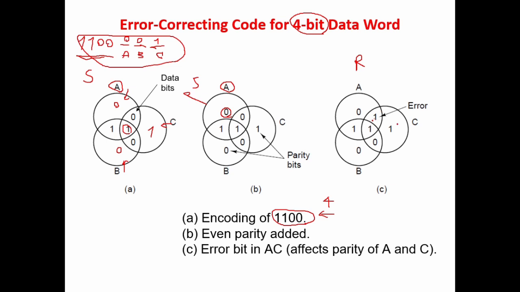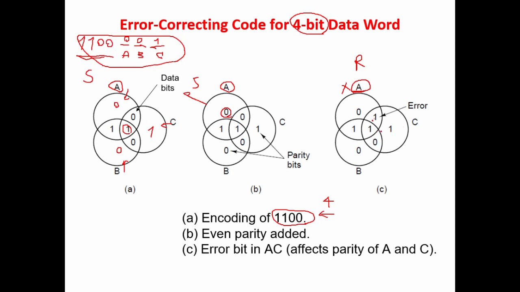But how would this be detected from the receiver side? The receiver, for each parity, sees how many 1s there are in each circle. Here for A, there are 3 1s, which is odd. So this is a red flag. This means there is a problem in this circle. The receiver knows that because of the even parity agreement.